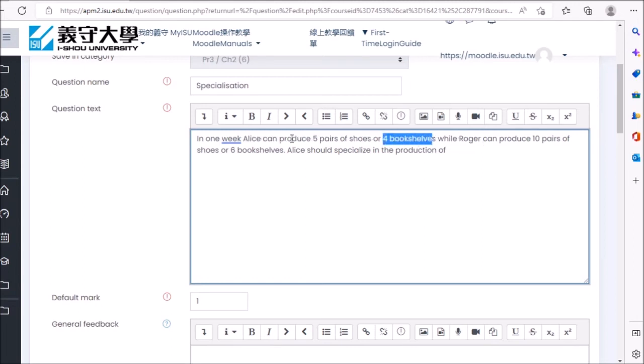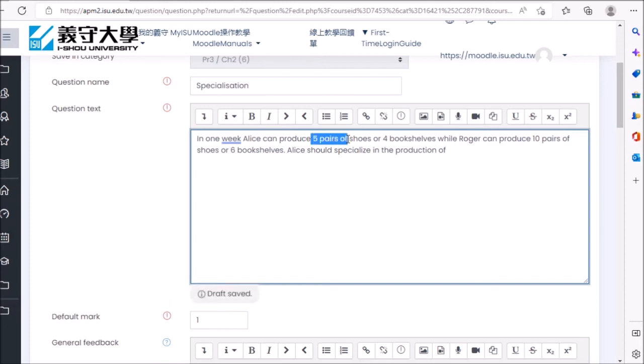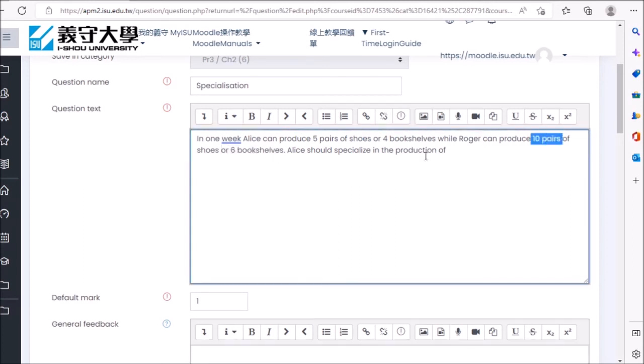1 bookshelf for Alice costs about 1.2 pairs of shoes, whereas for Roger, 1 bookshelf costs about 1.667 pairs of shoes. That's 10 divided by 6. So the opportunity cost of a bookshelf for Alice is cheaper. That's what she should specialize in.